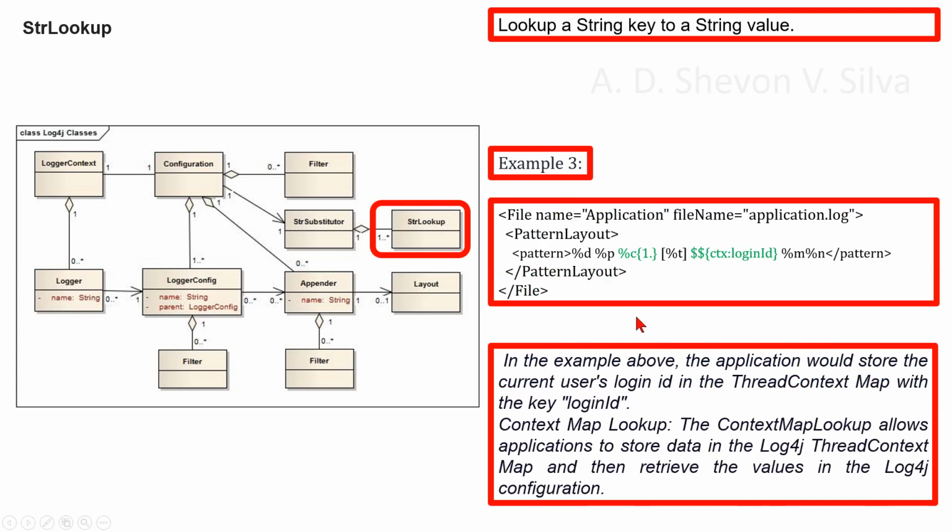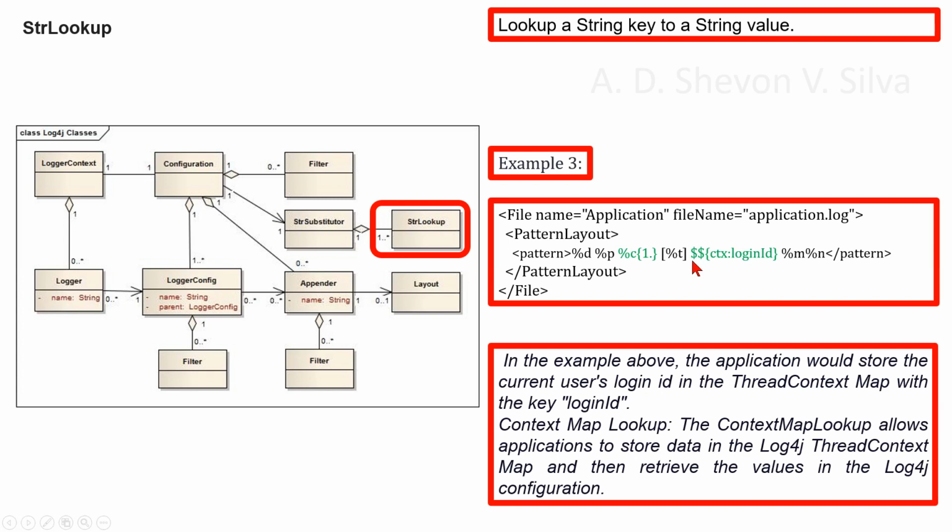Here we are considering context map lookup. In this example, the application would store the current user's login ID in the thread context map with the key loginId. The context map lookup allows the application to store data in the Log4j thread context map and then retrieve the values in the Log4j configuration. During the initial configuration processing, the first $ sign will be removed here.